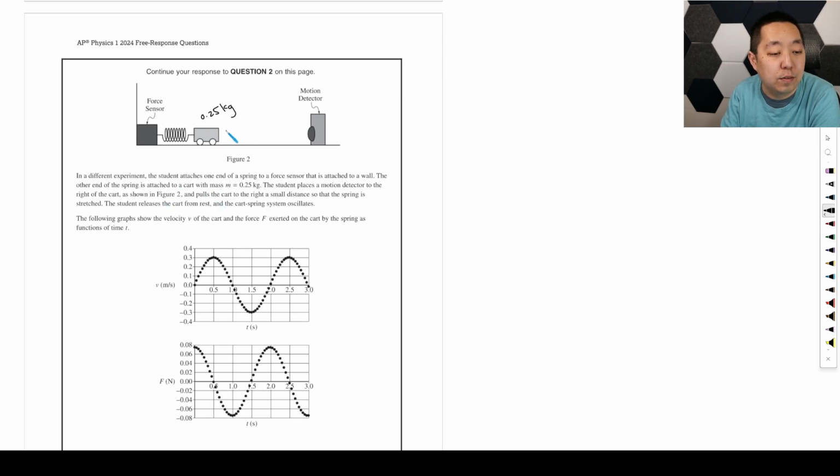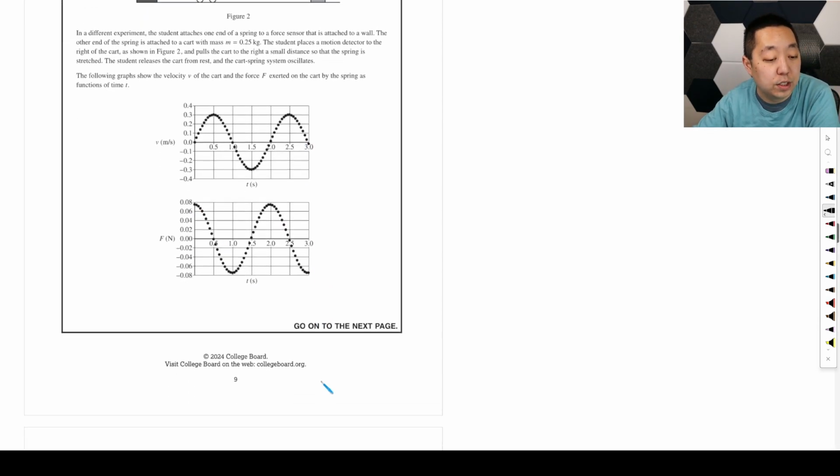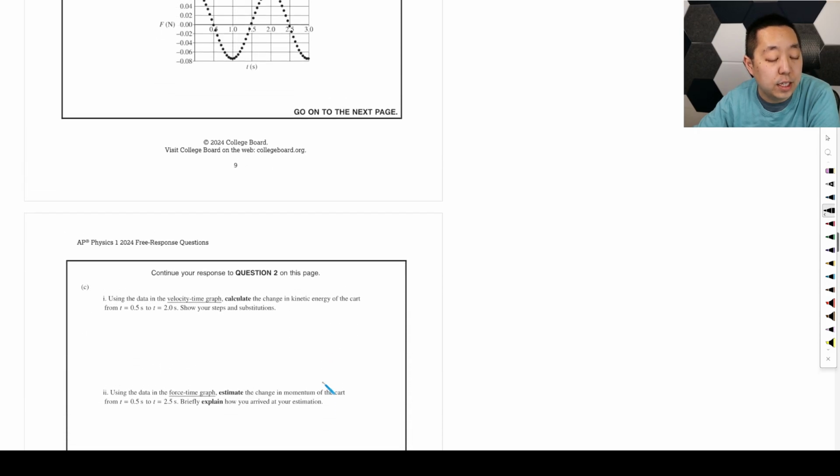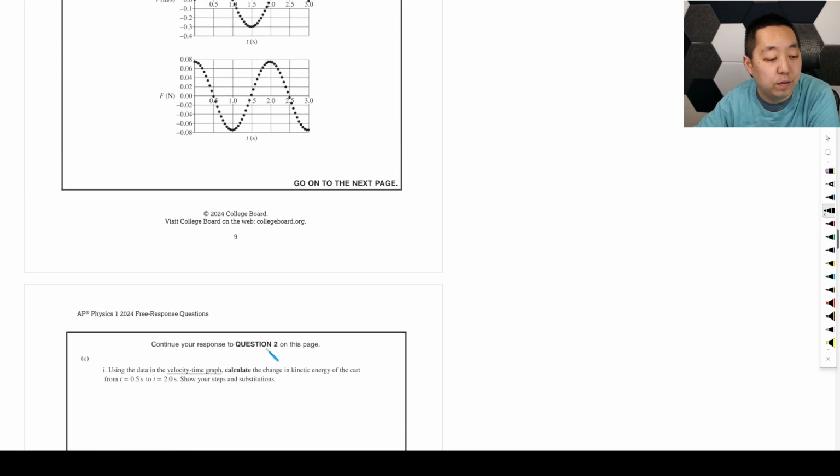The student releases the cart from rest, and the spring cart oscillates. The first graph shows the velocity of the cart as a function of time, and then this one shows the force as a function of time. Using the data in the velocity-time graph, calculate the change in kinetic energy of the cart from 0.5 seconds. So we want to use only the velocity-time graph.